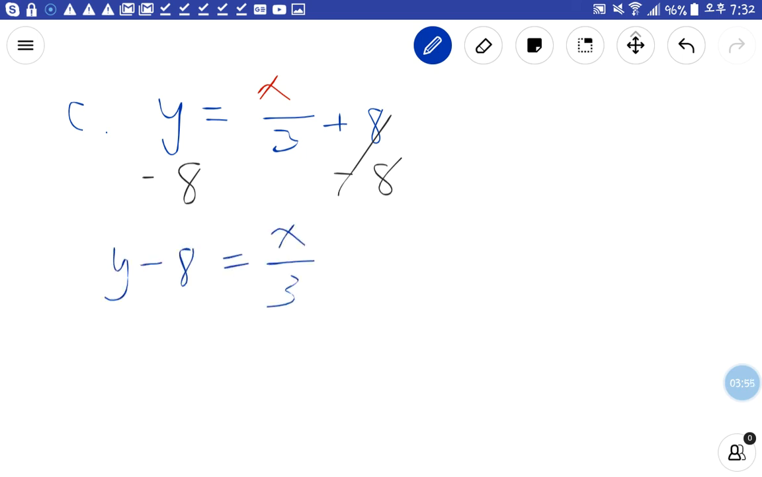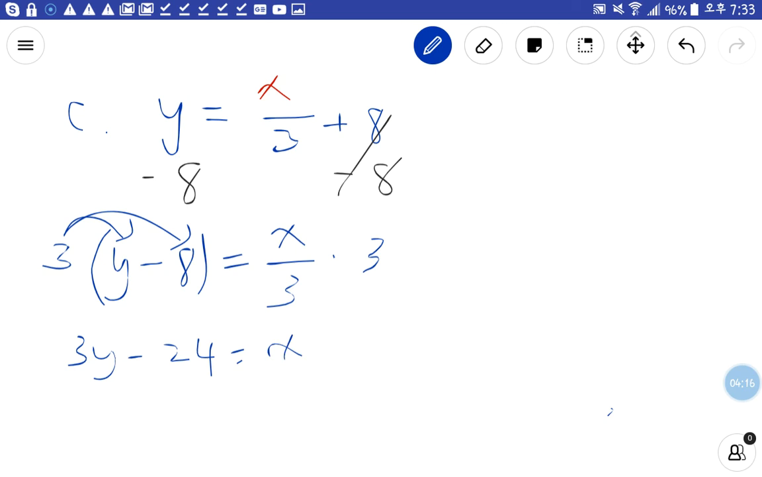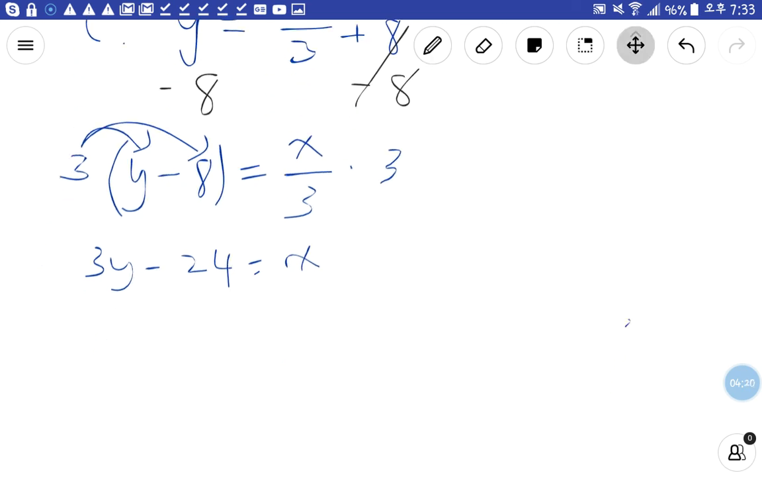I want you to leave x alone, so you need to times 3. Once again, once you times 3, make sure y minus 8 is in a group. So you need to times 3 together, so this 3 should be distributed. That would be 3y minus 24 equals x. Alright, let's move on to the next question.